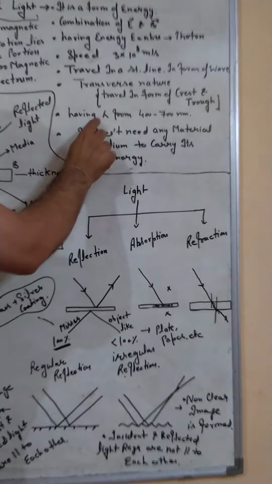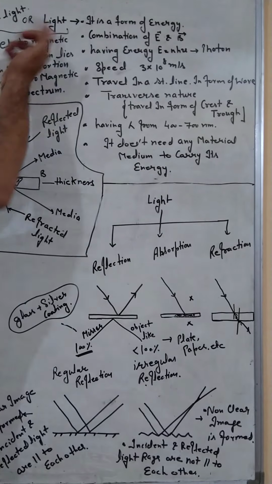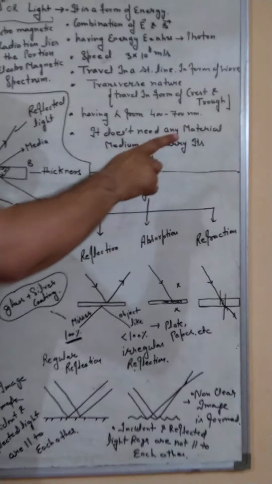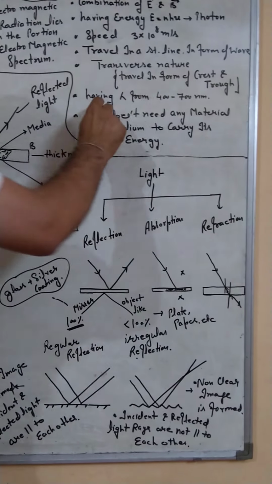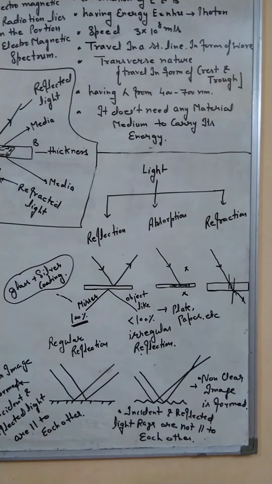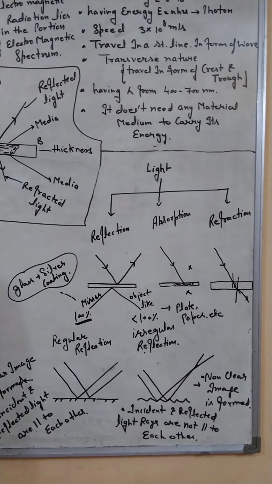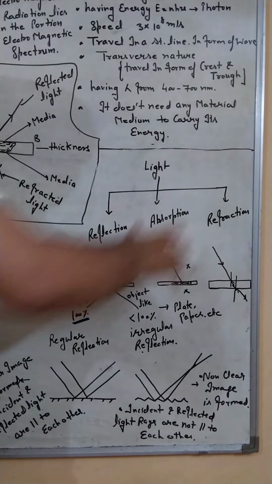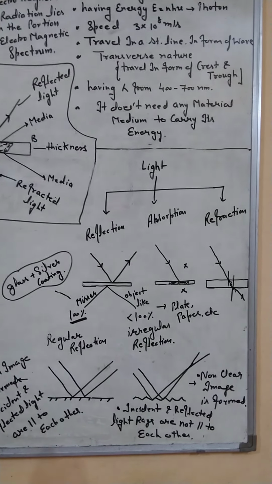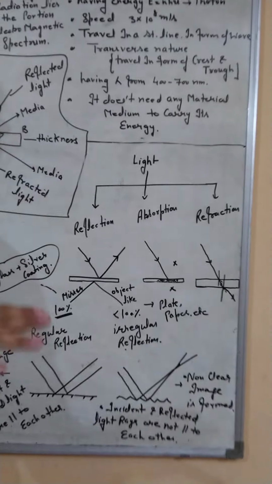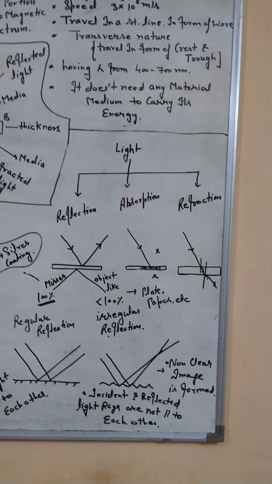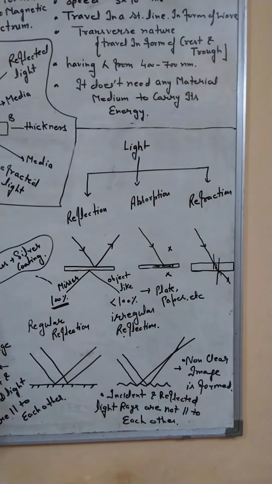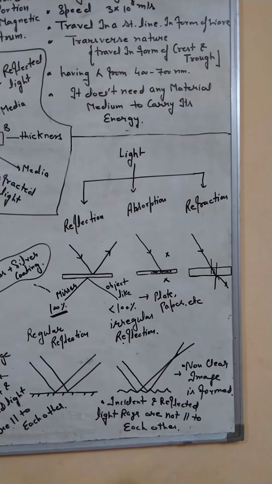And next one, the wavelength range of visible light lies from 400 to 700 nanometer. A nanometer is 10^-9 meter, so its wavelength range is 400 to 700 nanometer. And the last property of visible light is that it does not need any material medium to carry its energy. In short, light can travel in a medium or without a medium where it can propagate. In that manner these are the basic properties of visible light, or just called light.